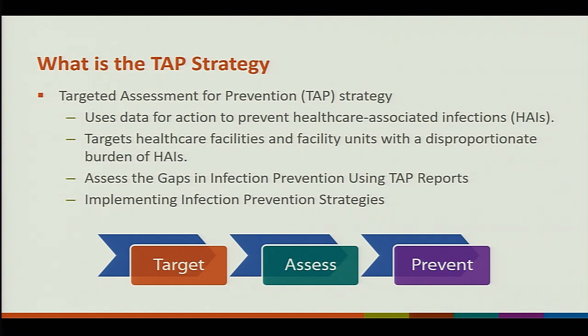All right. So with the TAP strategy, we're going to use data for action, of course. We're targeting healthcare facilities and the facility units with a disproportionate burden of HAIs. And then we're taking that next step. So not only are we going to use our data to be able to then target locations that could use more prevention efforts, we want to assess the gaps in infection prevention with the use of the TAP reports that are going to be generated within the first step of the TAP strategy. And then we want to implement infection prevention strategies. So that's what we mean when we refer to TAP: target, assess, prevent.